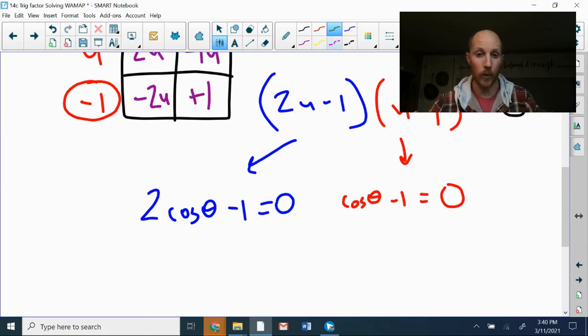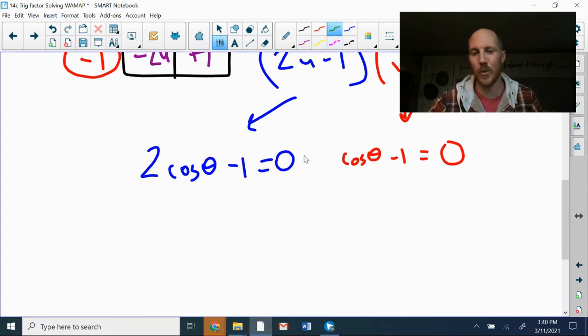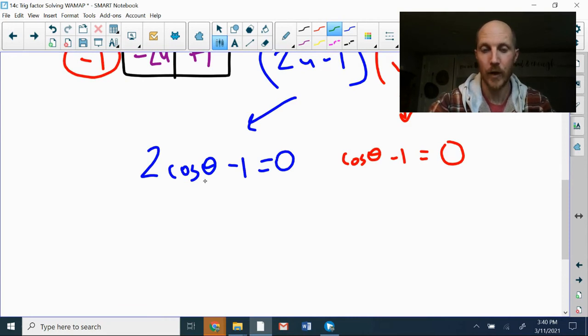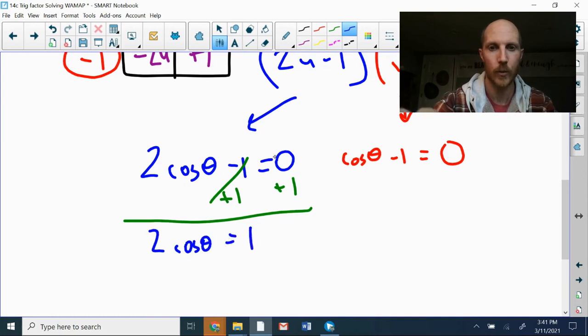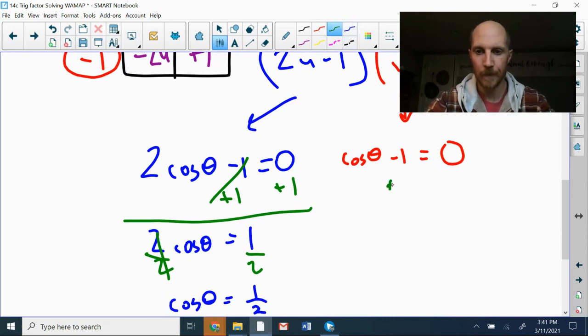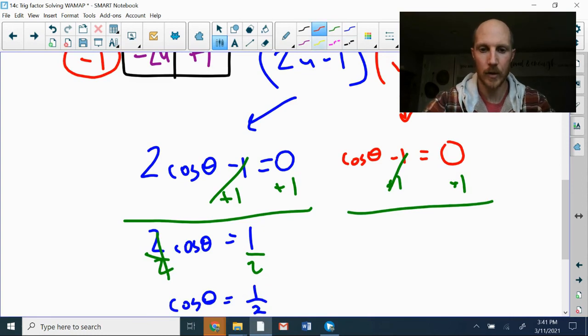Okay, so step 4 is to solve for the trig function. If I had left the u there, I wouldn't be able to solve for the trig function. So I just wanted to combine those two steps. It saved me a little bit of writing. My next step is to solve for cosine of theta. Let's do the blue one. I'm going to add 1, and that brings me to 2 cosine theta equals 1. Divide by 2, divide by 2. Cosine theta equals 1/2. Now let's look at the red one. Add 1 to both sides. Cosine of theta equals 1.